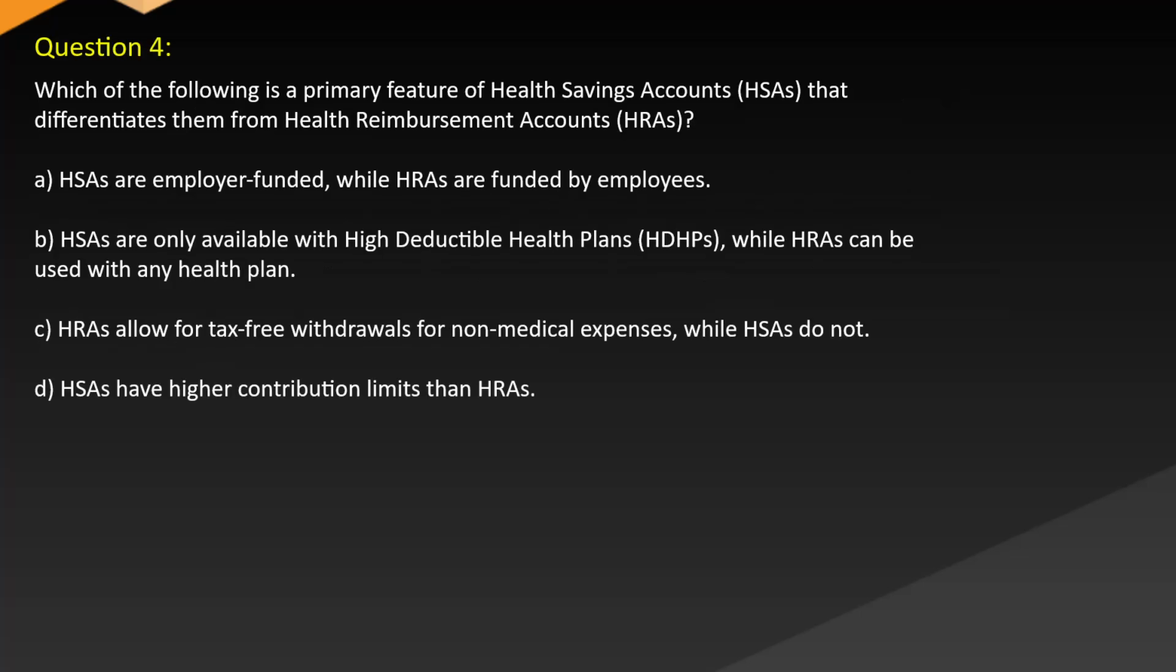Question 4. Which of the following is a primary feature of health savings accounts, HSAs, that differentiates them from health reimbursement accounts, HRAs? A. HSAs are employer-funded, while HRAs are funded by employees. B. HSAs are only available with high-deductible health plans, while HRAs can be used with any health plan. C. HRAs allow for tax-free withdrawals for non-medical expenses, while HSAs do not. D. HSAs have higher contribution limits than HRAs.